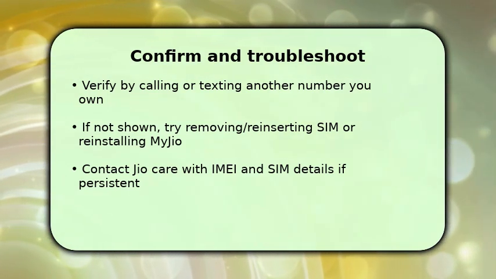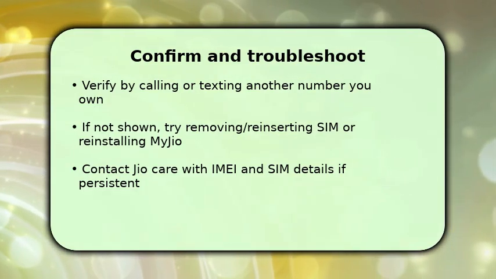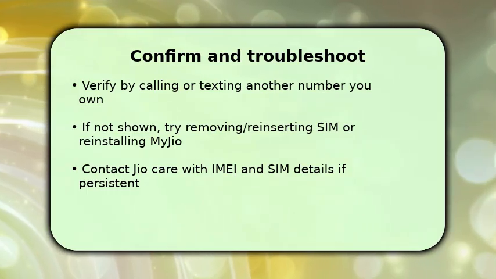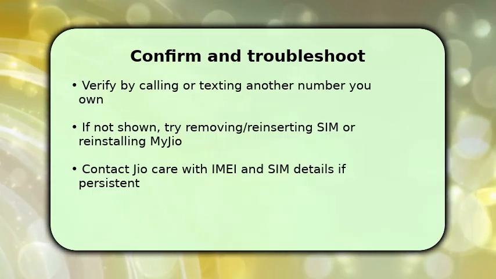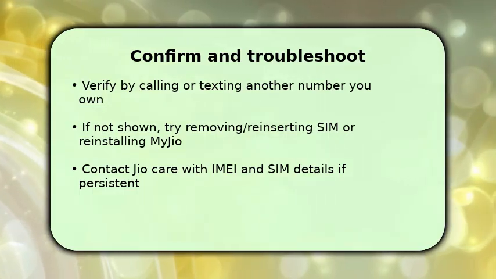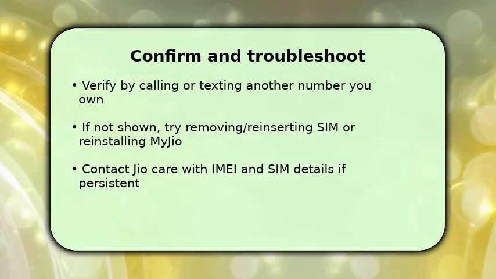If the number didn't display in My Geo or USSD failed, make sure the SIM is seated correctly. Reboot and reopen the app, or reinstall it to reset permissions. When problems persist, gather your SIM details and phone IMEI and contact Geo customer care. They can verify ownership and resolve provisioning issues.